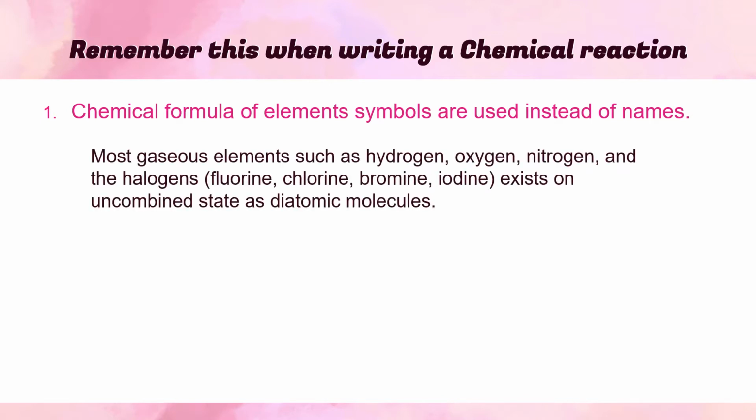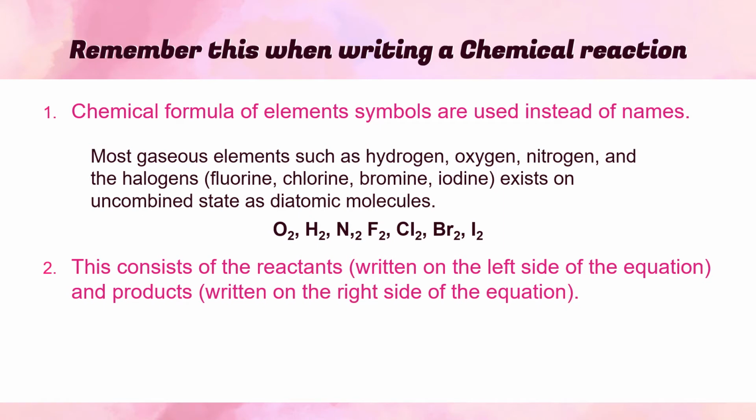Most gaseous elements such as hydrogen, oxygen, nitrogen, and those halogens such as fluorine, chlorine, bromine, and iodine exist in an uncombined state as diatomic molecules, meaning to say, as you encounter free hydrogen, oxygen, nitrogen, and some halogens, they are always present in two atoms. So for oxygen, there are always two oxygen, two hydrogen, two nitrogen, two chlorine, two bromine, and two iodine if they are free in the situation.